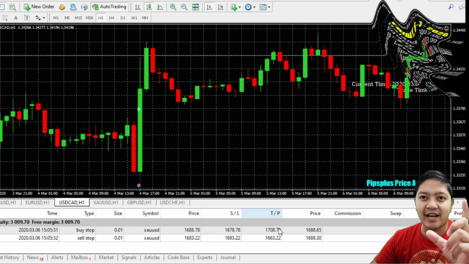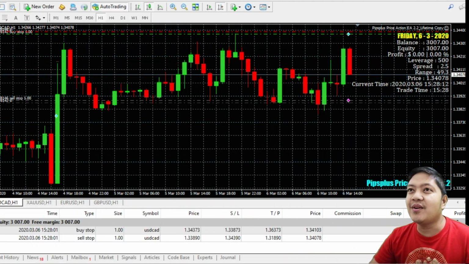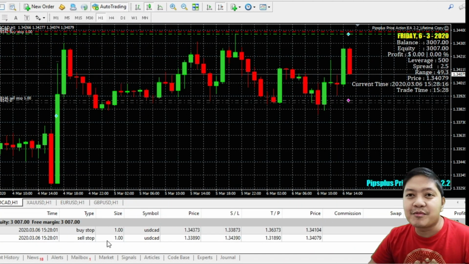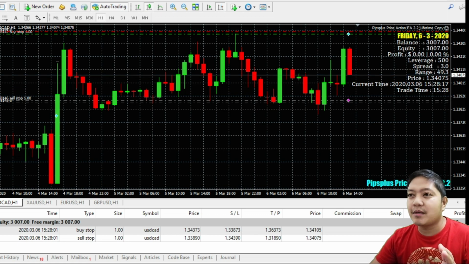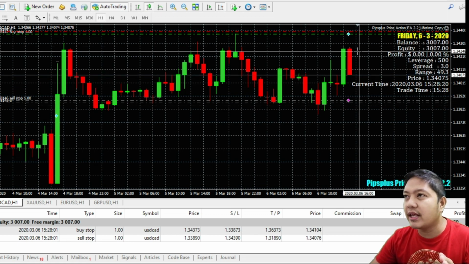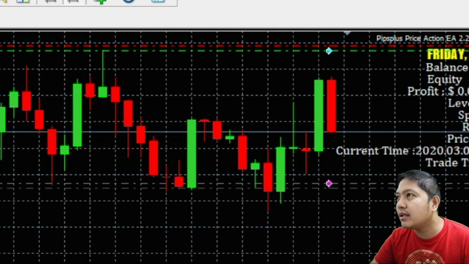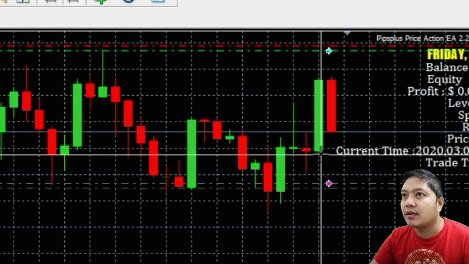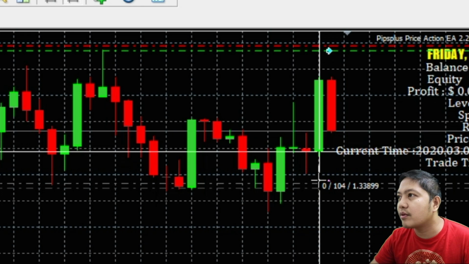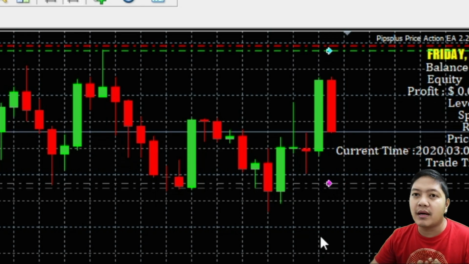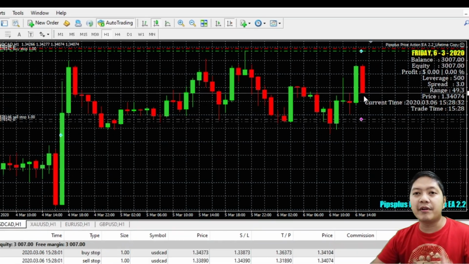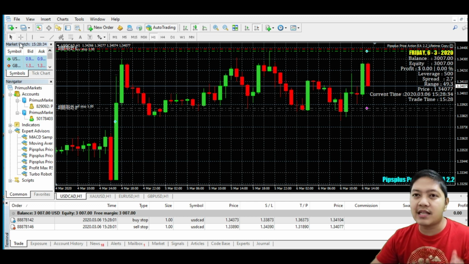Okay, wait for that, guys. So okay, guys, now that the EA has been opening up a trade for buy stop and sell stop, you can see that over here. It is 10 pips above here, all right? And the buy stop and the sell stop are also 10 pips, based on the ranging of the previous candle, right? So this is how it works.